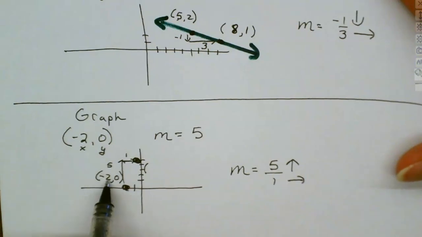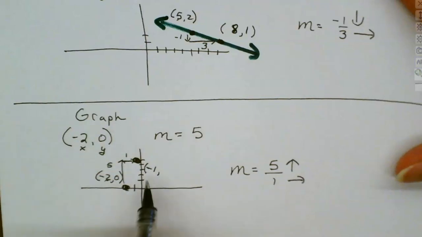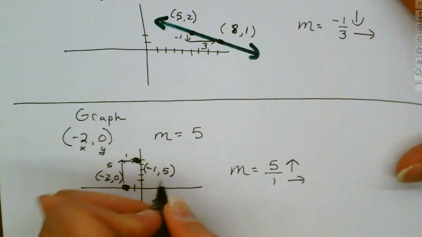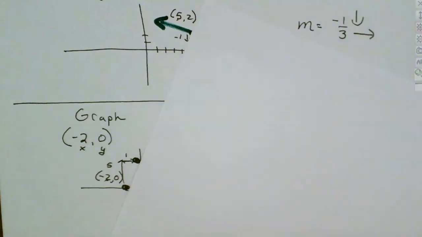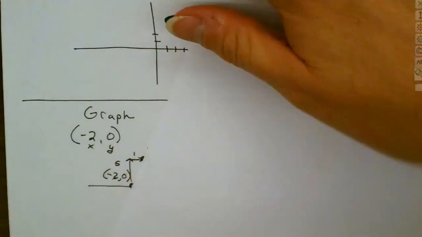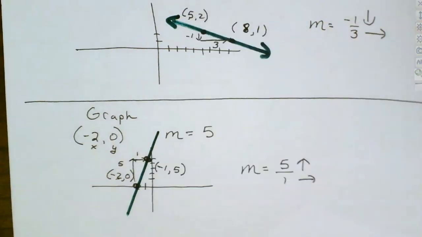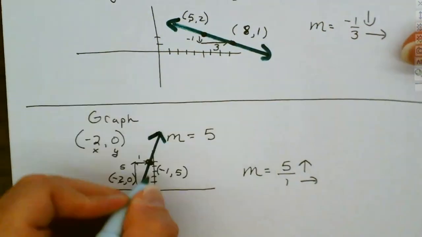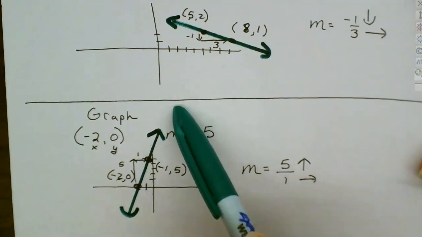We were at -2, we're going to add 1, so that makes it -1. And how many units did we go up? 5. So it's -1, comma 5. We now have our 2 points, and we can now connect them together. There's our line. Now it makes sense because the slope of this line is +5 and the line goes up from left to right. So we know we did it correctly.